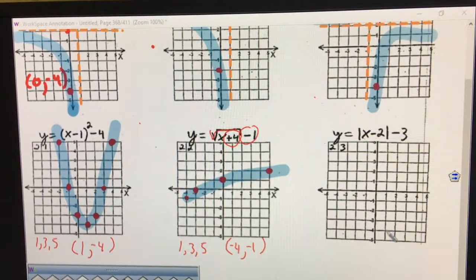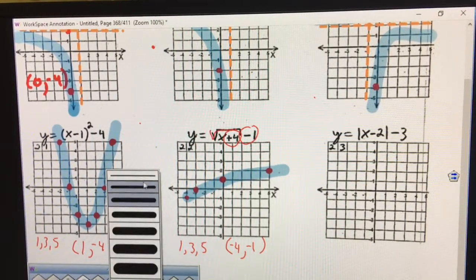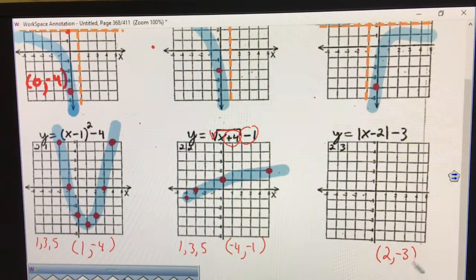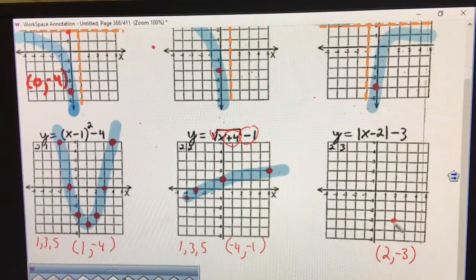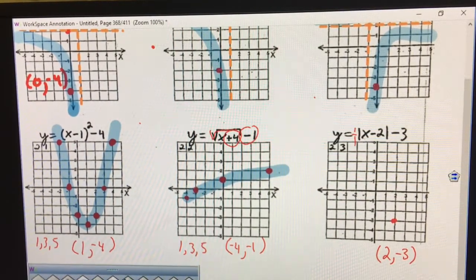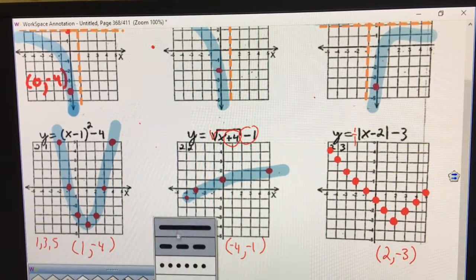Absolute value. Opposite same, opposite same. So I go right 2, I go down 3. The slope is hidden in front of the absolute value symbol. In this case, it's 1 over 1. So from there, I'm going to go up 1 over 1. Up 1 over 1, up 1 over 1. Go back to the vertex, go up 1, left 1. Up 1, left 1, up 1, left 1. Continue the process.